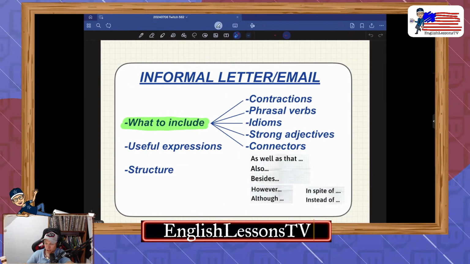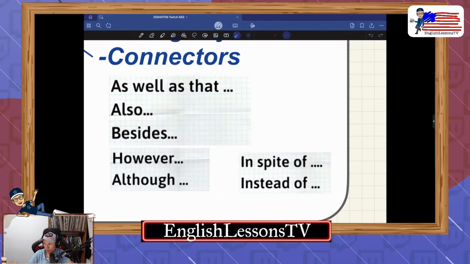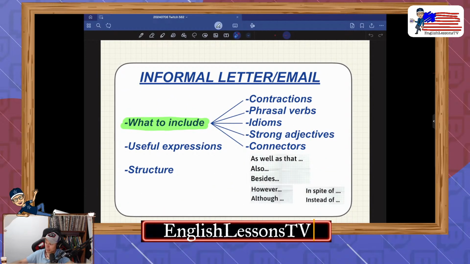And finally, you should use connectors. Very important. Here I gave you three. As well as that, also, besides: when you are giving an idea and then adding a second idea. Or when you're using contrasts: however, although, in spite of, or instead of. In spite of, remember, is the same as despite. It's a typical mistake. All right, so these are the ones that I'm giving you.